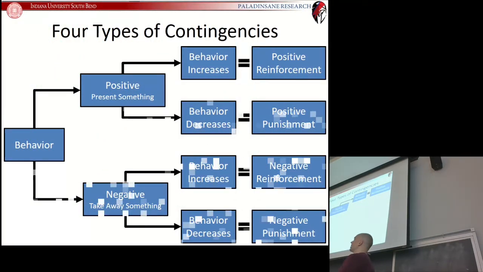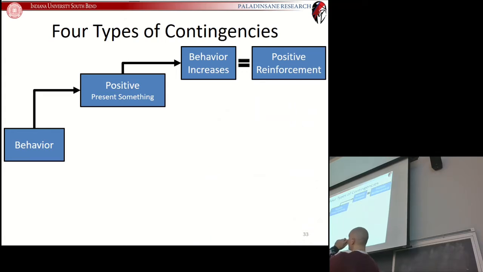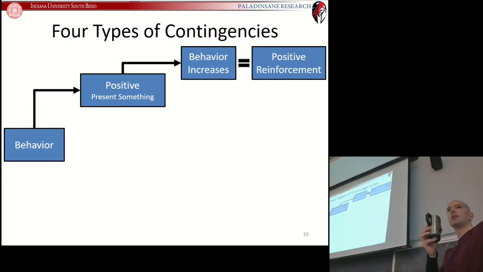Positive reinforcement was also used extensively here. We have a particular behavior, now a behavior that you're looking to increase. That behavior results in the presentation of something, which leads to an increase in the behavior. That's positive reinforcement. So what are some examples of positive reinforcement?